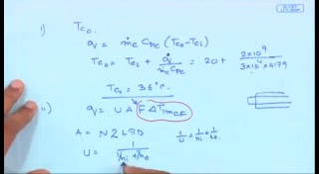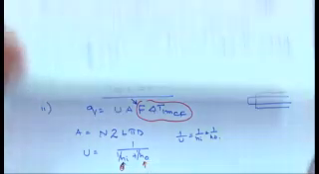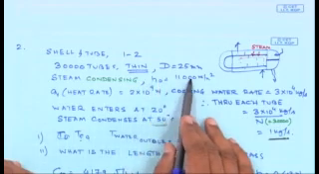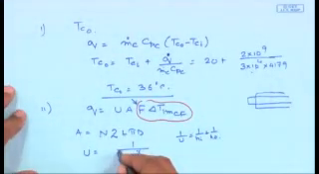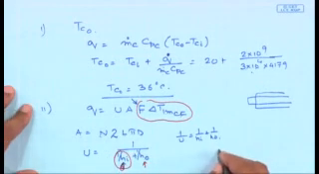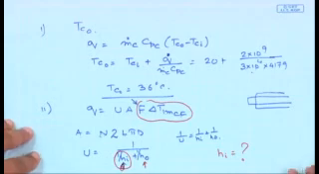So, this value is provided. I need to find out what is the value of the, this value is provided to be some value is provided for Ho as 11,000 watt per meter square. I need to find out what is this value. So, what is Hi is to be found out.